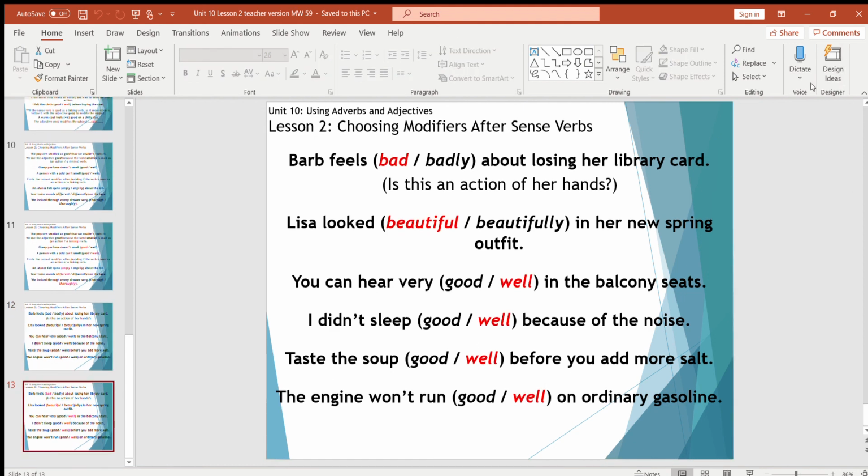Okay, not too bad. The biggest thing you just have to remember is good as an adjective, well as the adverb. Let's go to the worksheet.